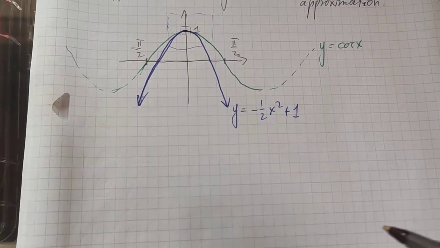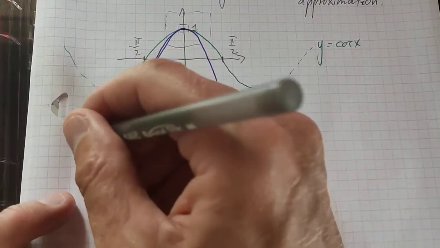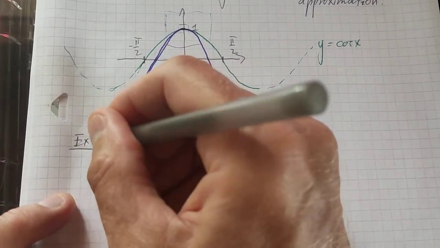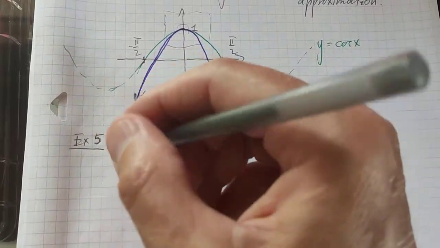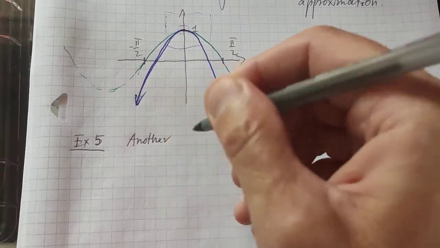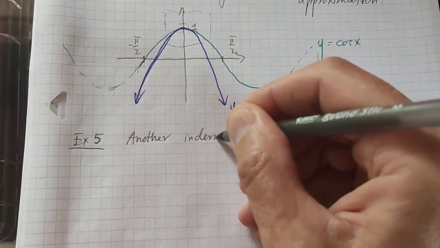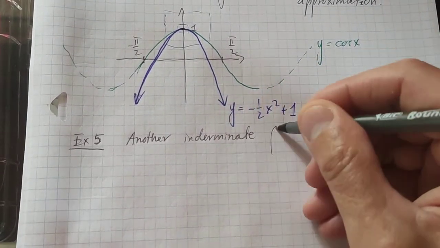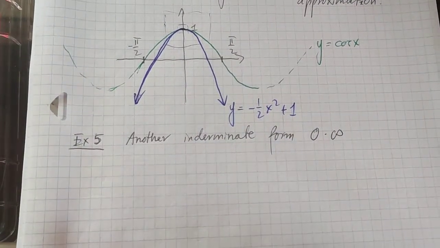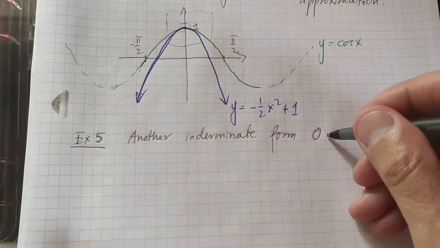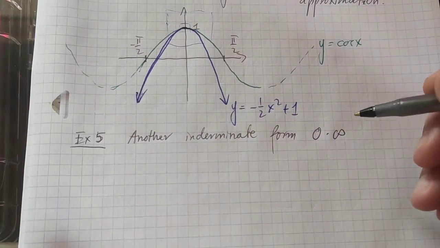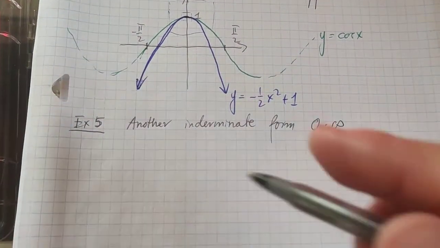For now, let's do an example that has a slightly different indeterminate form. Another indeterminate form. So this one will be 0 times infinity. Right? We suspect that would be 0, right? 0 times anything is just 0. But let's double check it.